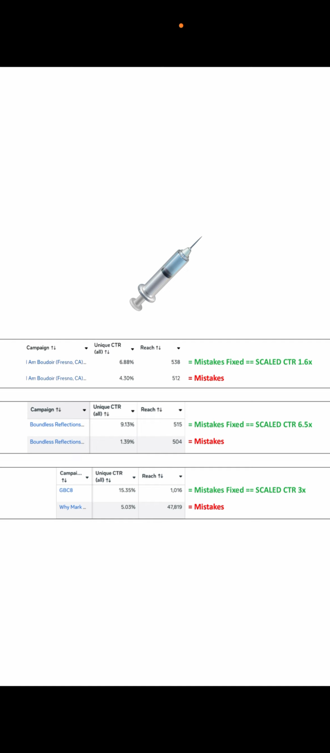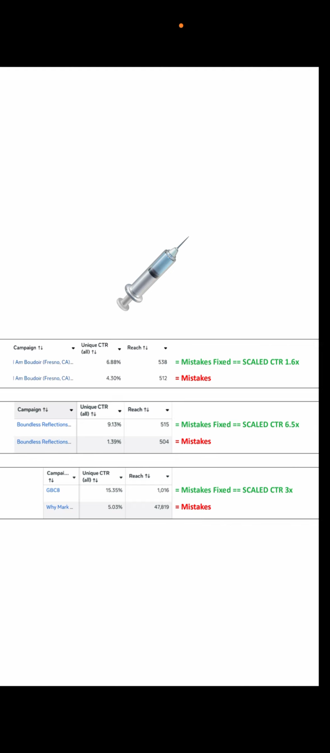And then the bottom, we got 5 out of 100 people were clicking somewhere on our ad. Had some mistakes. I fixed those mistakes and I scaled CTR 3x. So same ad spend, but our ad is entering 3 times the number of people's brains.